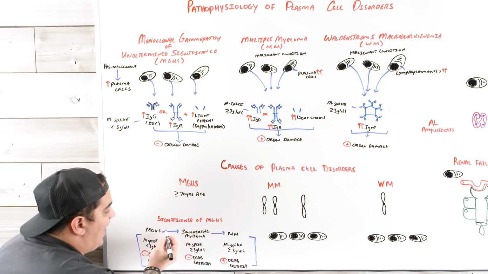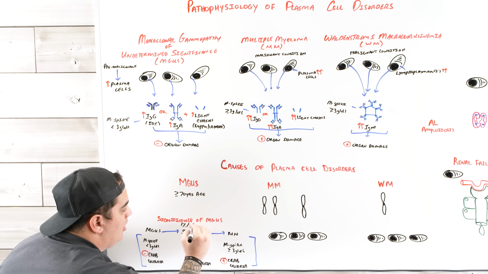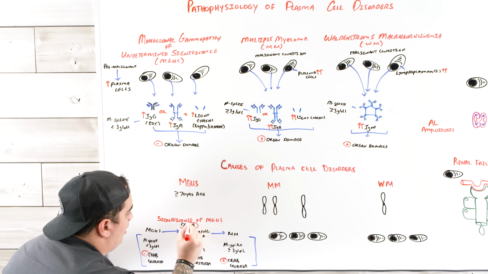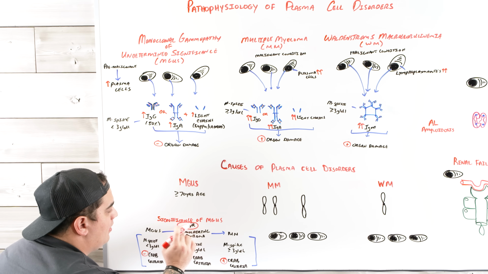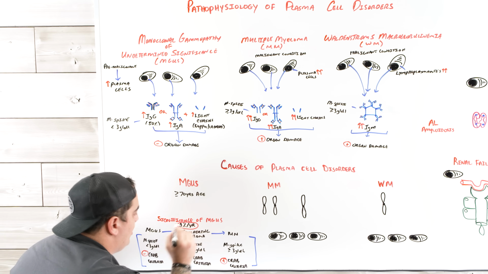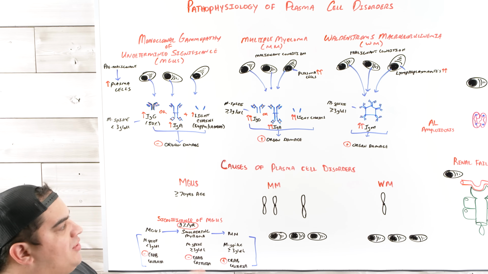So this has a chance of converting of about 1% chance per year of this eventually converting from MGUS into what? Multiple myeloma. So about a 1% chance per year of them transforming. So that's why it's important to know this.